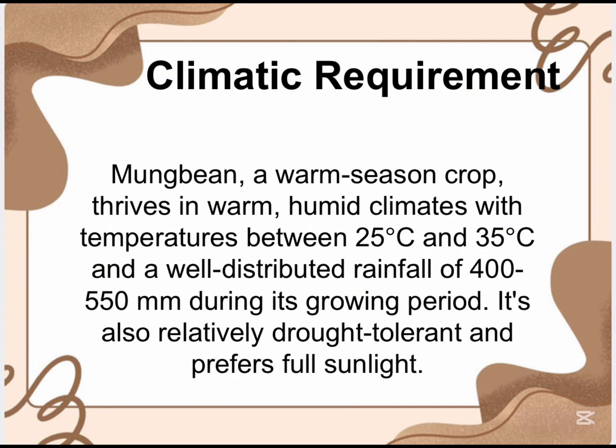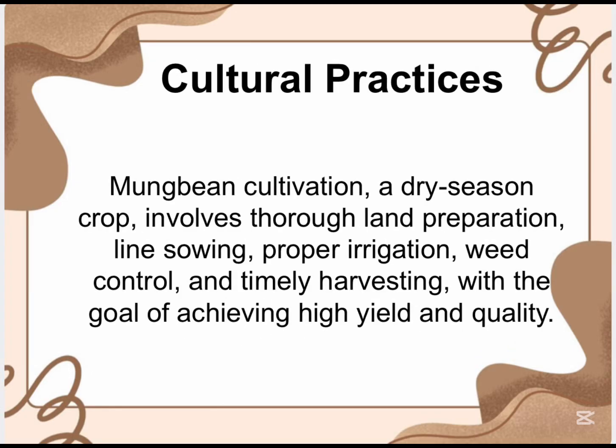Climatic requirement. Mung bean, a warm season crop, thrives in warm, humid climates with temperatures between 25 degrees Celsius and 35 degrees Celsius, and well-distributed rainfall of 400 to 550 mm during its growing period. It is also relatively drought-tolerant and prefers full sunlight. Cultural practices. Mung bean cultivation, a dry season crop, involves thorough land preparation, line sowing, proper irrigation, weed control, and timely harvesting, with a goal of achieving high yield and quality.